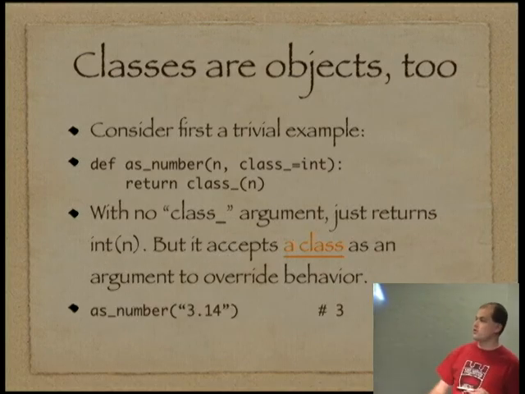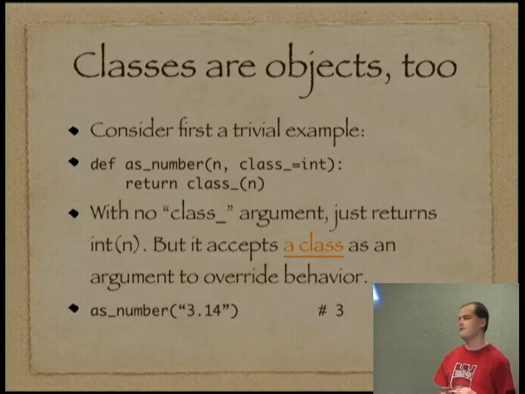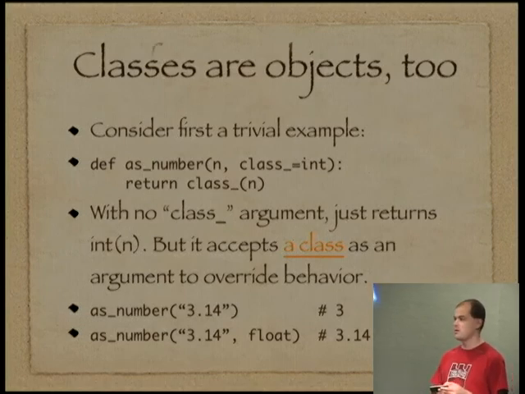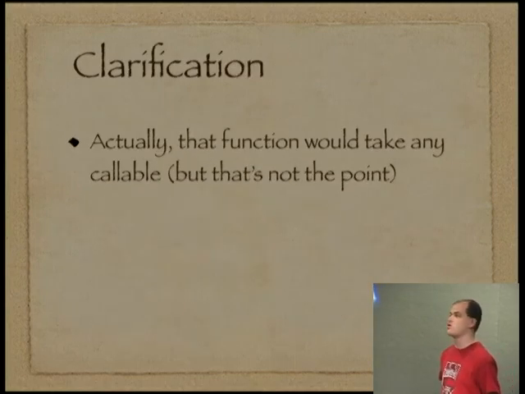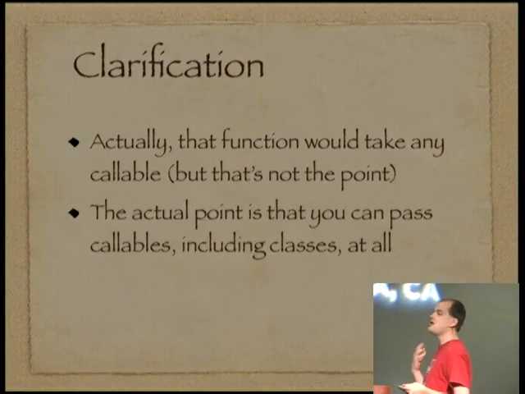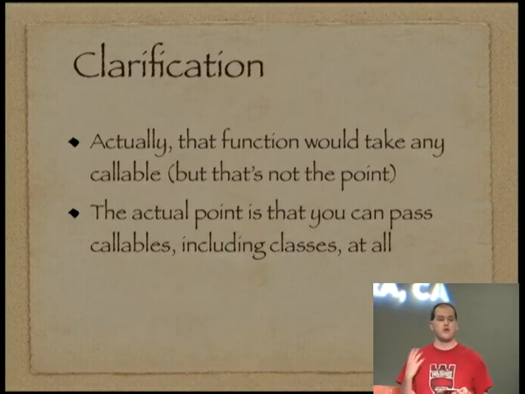So using my previous example, if I send string 314 and nothing else, it will send back 3. But I can send the float class as the second argument, and it sends back the 3.14 float. As a quick clarification, it will actually take any callable. You could have sent a function in there instead of a class. But that's really not the point I'm trying to make. The point I'm trying to make is that you can pass these callables around at all.